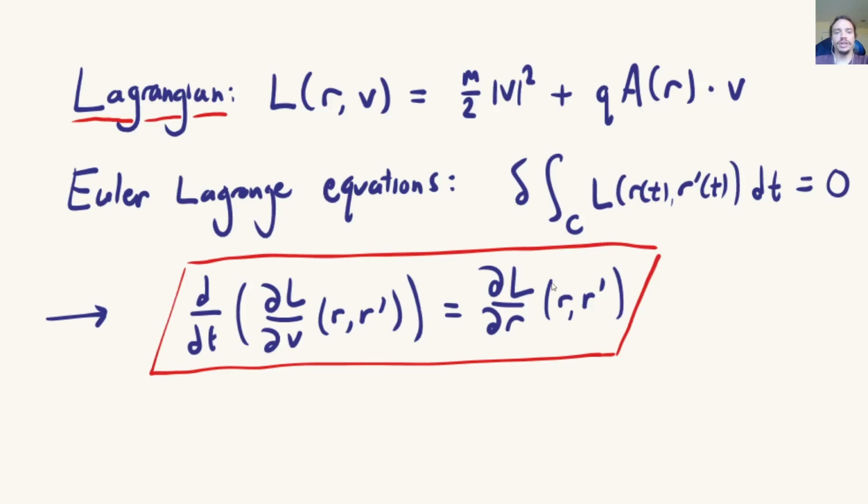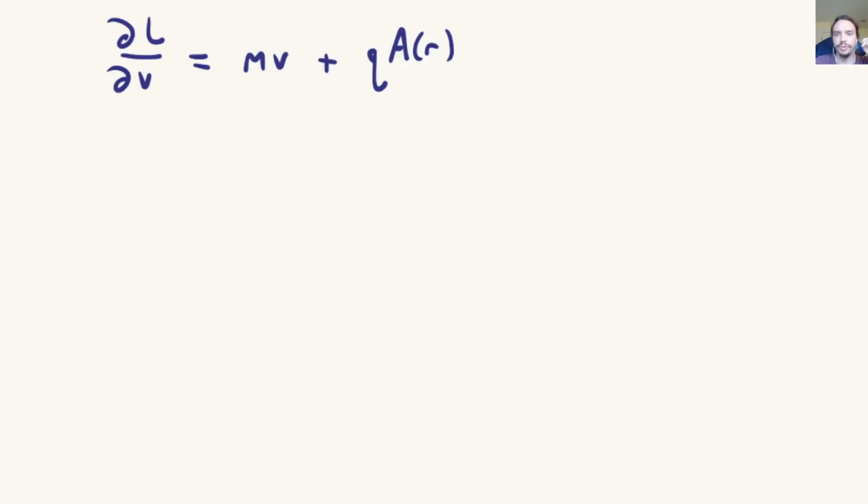So if you try to take the critical points of the action, you end up finding an equation that tells you what the paths of motion should follow. It's called the Euler-Lagrange equations. In this case, it looks like d by dt of dL by dv at r and r prime, which were r of t and r prime of t, and we need that to be equal to dL by dr of r and r prime. Okay, this is pretty complicated, but let's see how it manifests for our case.